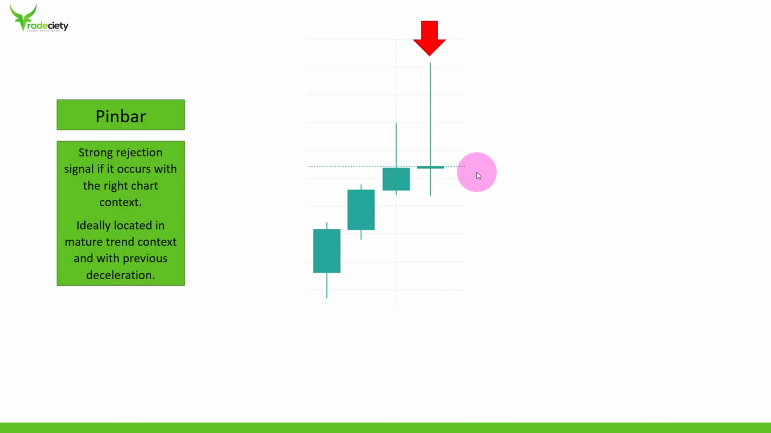However, it's still an interesting candlestick. But the most important part here is that we are looking at it in the right context. The pin bar has a very long candlestick wick and generally a very small candlestick body.